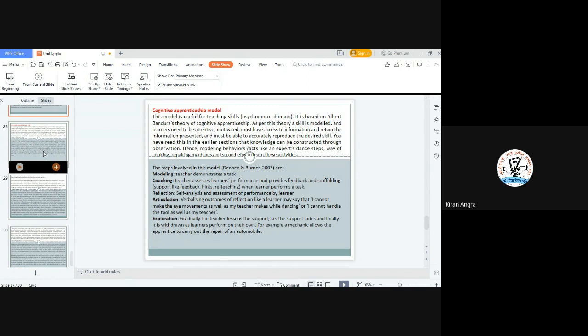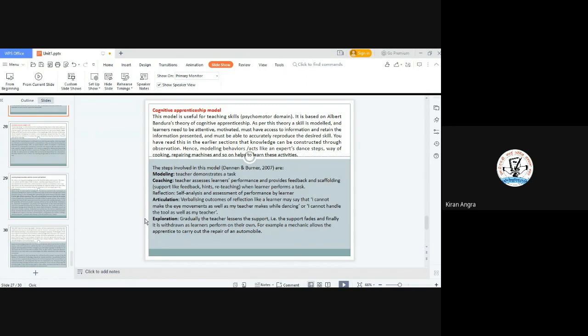Articulation is verbalizing the outcome of reflection. A learner may say, "I cannot make the eye movement in the dance of Kathak as well as my teacher makes it while imparting the education or showing." Or, "Ma'am, I cannot handle the tool by understanding what you have explained." So these need some articulation.